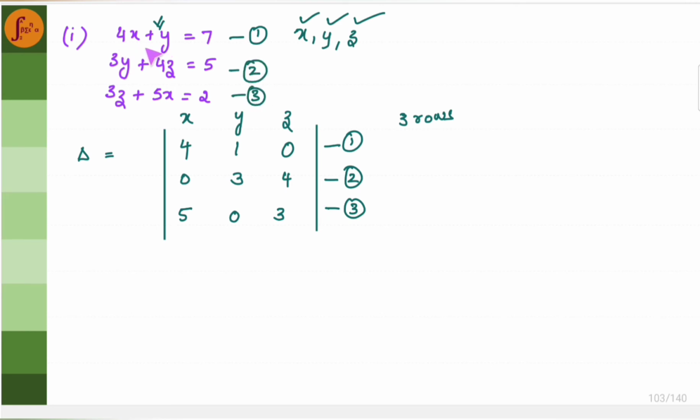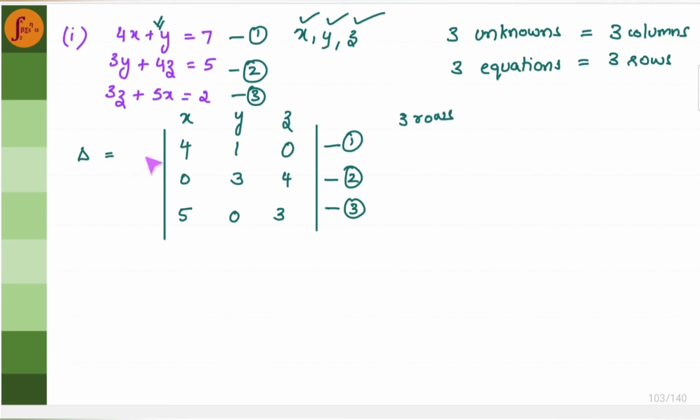Similarly, for the number of unknowns, how many ever unknowns we have, we have 3 unknowns here, x, y, z. So 3 columns. So we should have 3 columns and 3 equations, so 3 rows. Right? Now let's find the determinant.